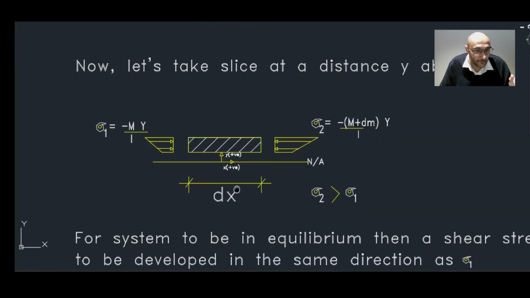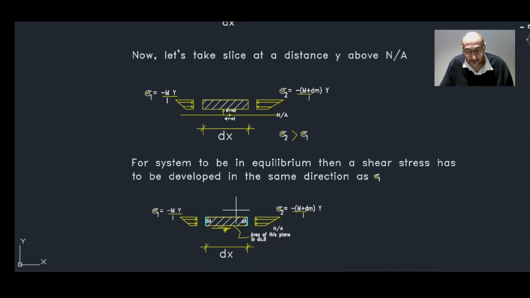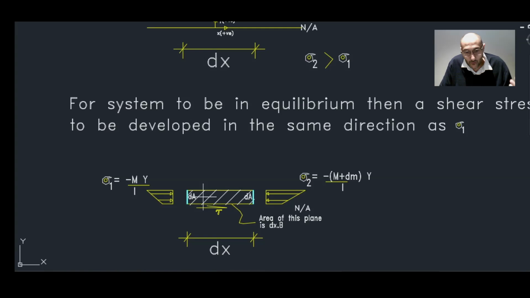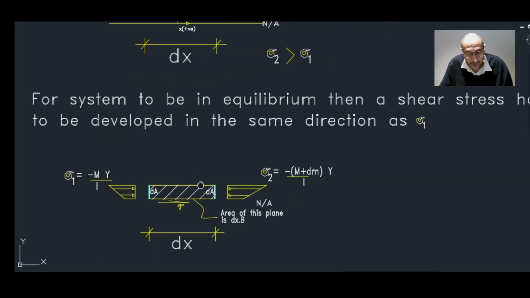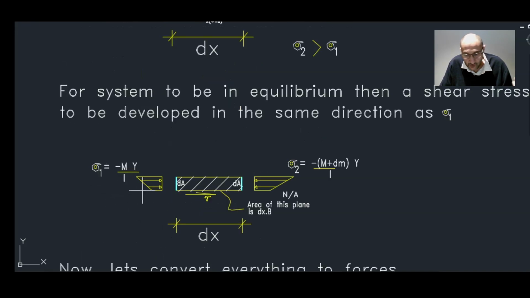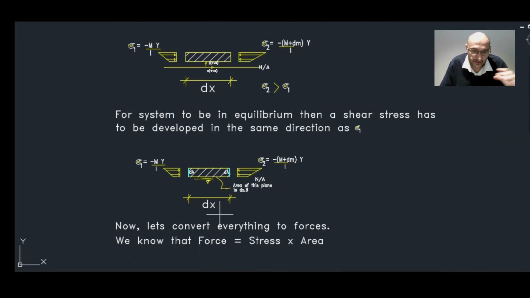What do we see? As we notice here, sigma 2 is greater than sigma 1. So for all the forces to be in equilibrium, we need another stress acting in the same direction as sigma 1 to balance out the stresses from sigma 2. And this balancing stress is what we call tau, the shear stress, and that's why it's horizontal. That's what we call the longitudinal shear stress due to varying bending moments along the beam. I hope it's kind of clear now.